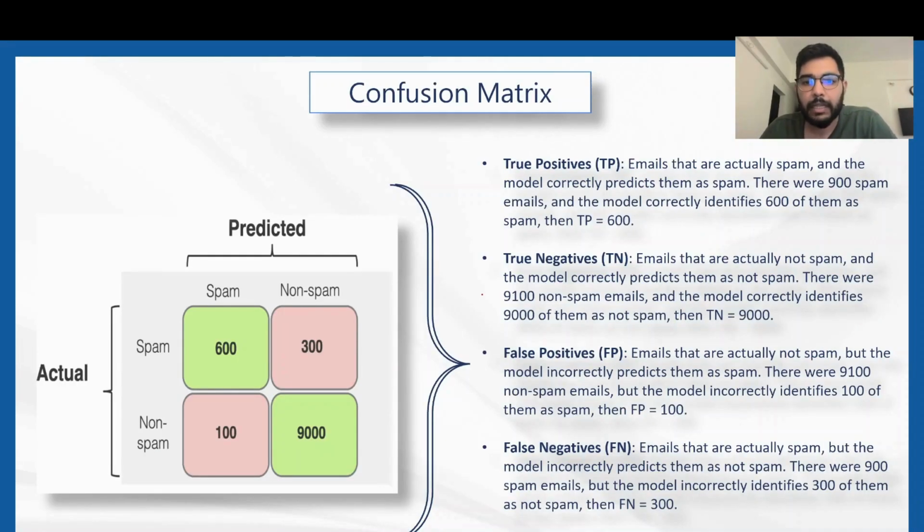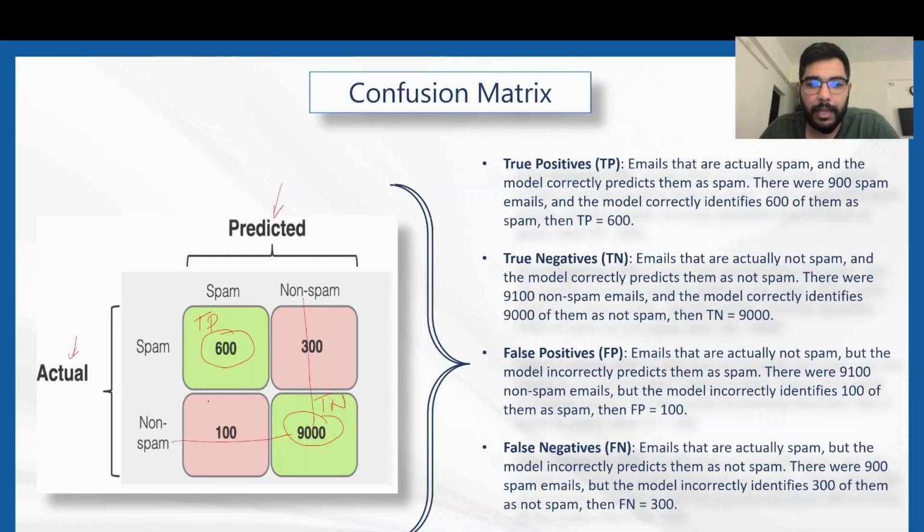Okay. So just to recap, what we have over here is a confusion matrix where on the y-axis we have the actuals, and on the x-axis we have the predicted, that is what the model predicted. So just to go through this, 600 essentially over here is a true positive, saying that 600 emails were actually spam and the model also predicted them as spam. Then the diagonally opposite one is a true negative, saying that 9,000 emails were actually non-spam and the model also predicted them as non-spam. So this is the intersection.